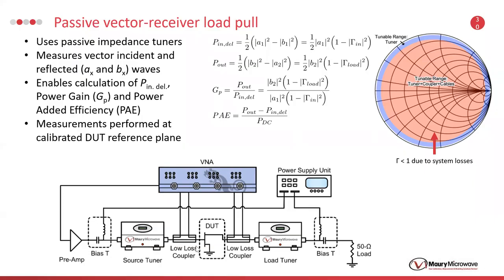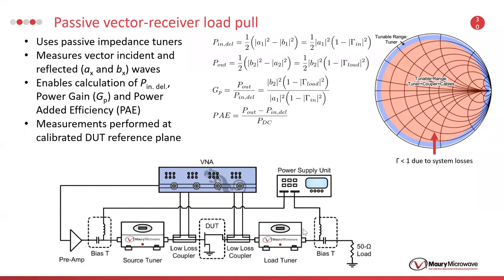Now, why is it now possible to do this? Because now we have access to low loss couplers. Because I'm measuring, you see, I'm measuring the A and B waves closest to the DUT. Why don't we use the couplers before the tuners and after the tuner, like here? And with that, we don't have a problem of loss of the couplers.